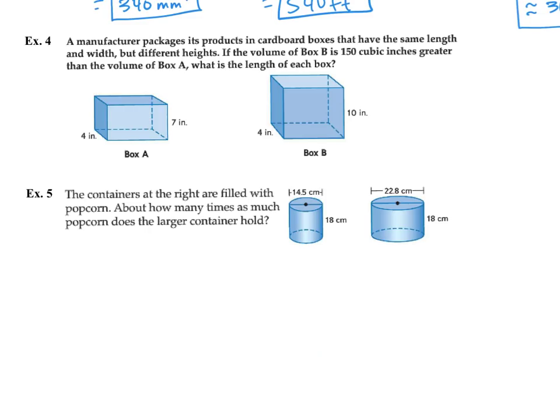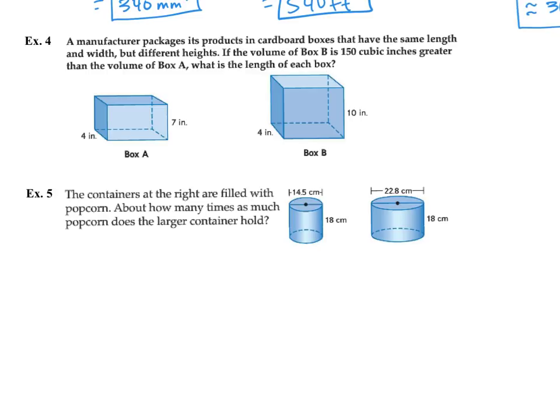All right, now let's look at an example that is a little more interesting. It has a little more problem solving to it. It says a manufacturer packages its products in cardboard boxes so that they have the same length and width but different heights. If the volume of box B is 150 cubic inches greater than the volume of box A, what is the length of each box?